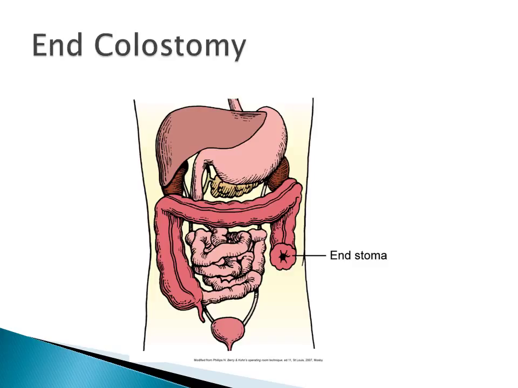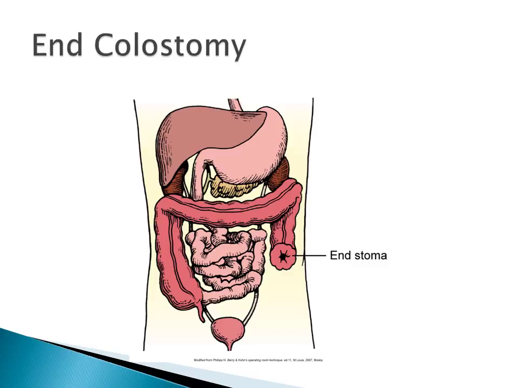This picture here is a colostomy. As you can see by the name itself, it's an end. It's an end portion of your intestinal area, and usually it's the descending or sigmoid colon that is brought out through the peritoneum, and the muscle then is sutured to the skin.